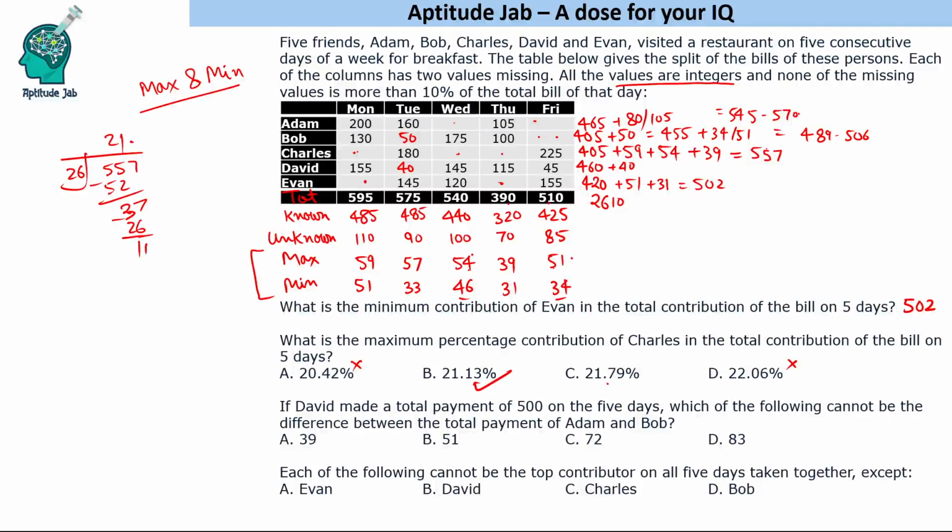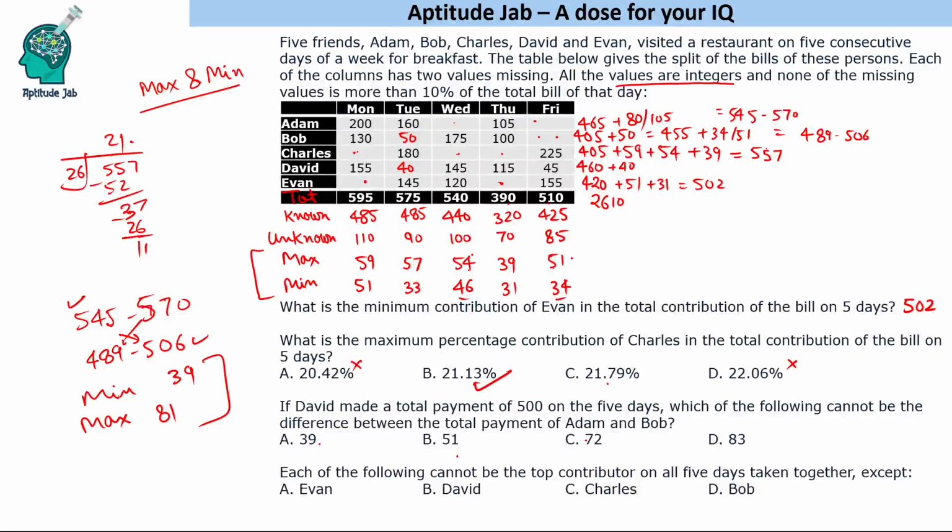Now if we take the maximum, the difference will be somewhere in this range. So 545 to 570 is this person's payment, and this is 489 to 506. Whenever these kind of questions are asked, we will find the maximum difference and minimum difference. The minimum difference will happen when he pays the lowest and the other pays the highest, so the minimum difference is 39. And the maximum difference can happen when he pays the highest and the other pays the least, so the maximum difference is 81. So the difference will lie between 39 and 81.